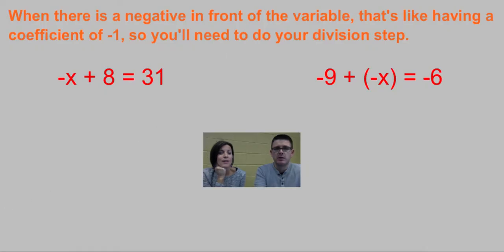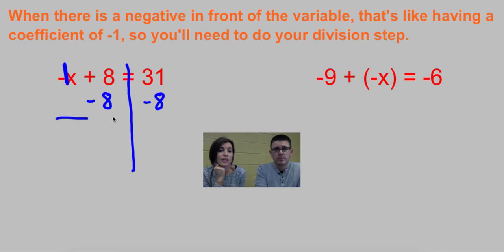All right, just about done. When there's a negative in front of the variable, that's like having that invisible -1. So we need to make sure that -1 is written into the equation so we can divide by the -1 when we get there. So first thing, we're going to get rid of the +8 by subtracting 8 from both sides. Simplifying it, we're going to rewrite it as -1x is equal to 23.